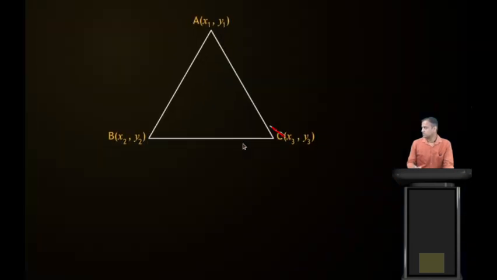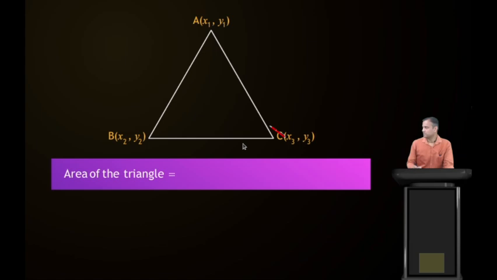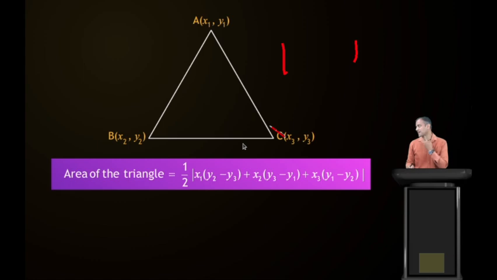So let's look here. So this is the formula to find the area of a triangle in coordinate geometry. This formula says 1 upon 2, then mod. This sign is called mod. x1 (y2 minus y3) plus x2 (y3 minus y1) plus x3 (y1 minus y2). And these all are the coordinates of the vertices of a triangle.